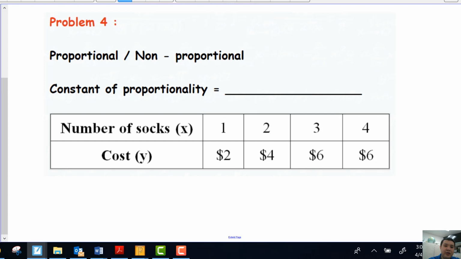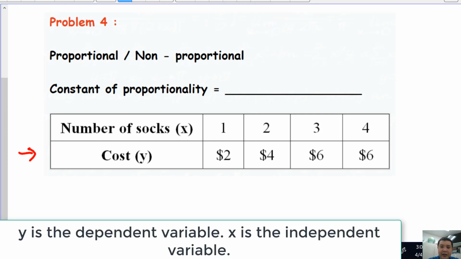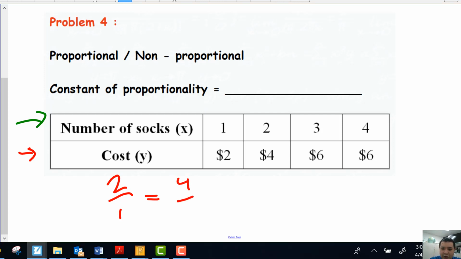So here again, we're going to take the dependent variable divided by the independent variable. Okay, so the y on top of the x. So we have 2 over 1 is hopefully proportional to 4 over 2, which is hopefully proportional to 6 over 3, which is hopefully proportional to 6 over 4. And let's see if that's the case.